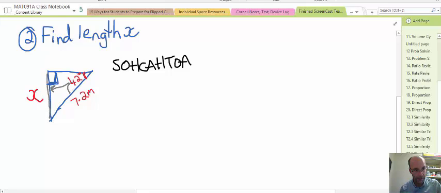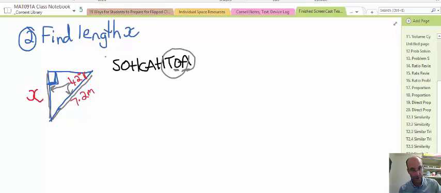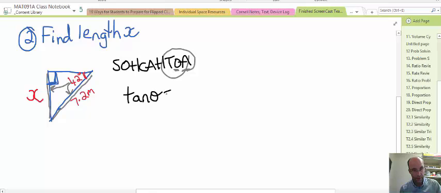We've got an opposite side. It's opposite the angle. We have an adjacent side which is next to the angle. We have an opposite and an adjacent. Which one involves O and A together? Opposite and adjacent is tan. So let's write down the rule. Tan theta is opposite over adjacent. You can just write O over A if you like.